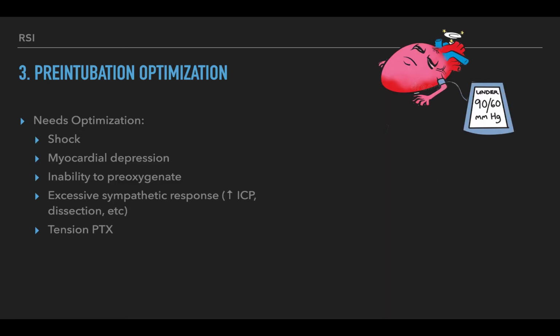All right, the third P is our pre-intubation optimization. Is this going to be a physiologically difficult airway? So think about a patient who appears to be in shock. They've got a really low blood pressure. You're going to do early use of pressors before you even bust out those RSI meds. You've got your pressors going already.